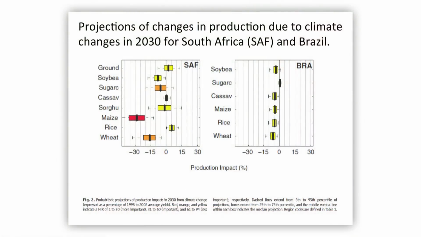I'm just showing you 2 of the case studies here. This is South Africa, and this is Brazil over here. The colors that you see represent the hunger importance ranking, so how important that crop is to food insecure people in that region. Maize is red here because it has the highest hunger importance ranking. Here, ground pea is yellow because it has a lower hunger importance ranking. In Brazil, all of the crops have a relatively low hunger importance ranking, and part of this just has to do with the proportion of hungry people.